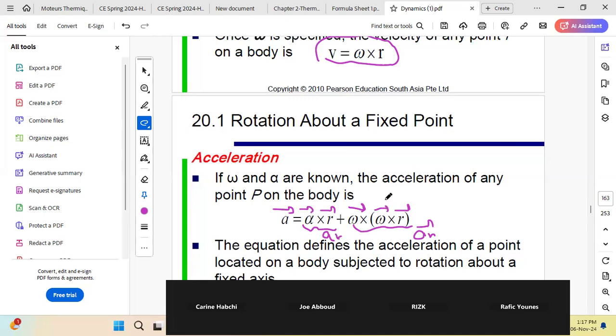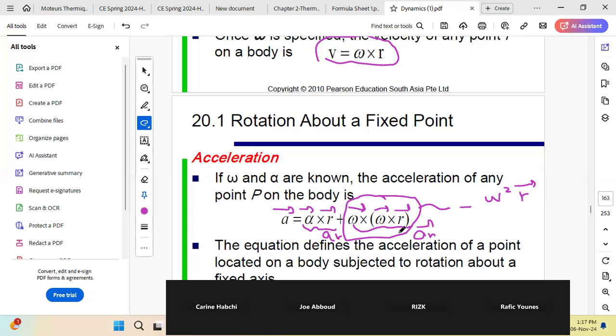omega vectorial r. In 2D, if you remember, in chapter 16, we said that because alpha and omega are always collinear, this term, omega vectorial omega vectorial r, which represents a normal, can be replaced by minus omega square r. This is only valid in 2D, because alpha and omega are collinear. So when alpha and omega are not collinear, to calculate a normal, you should do omega vectorial omega vectorial r.